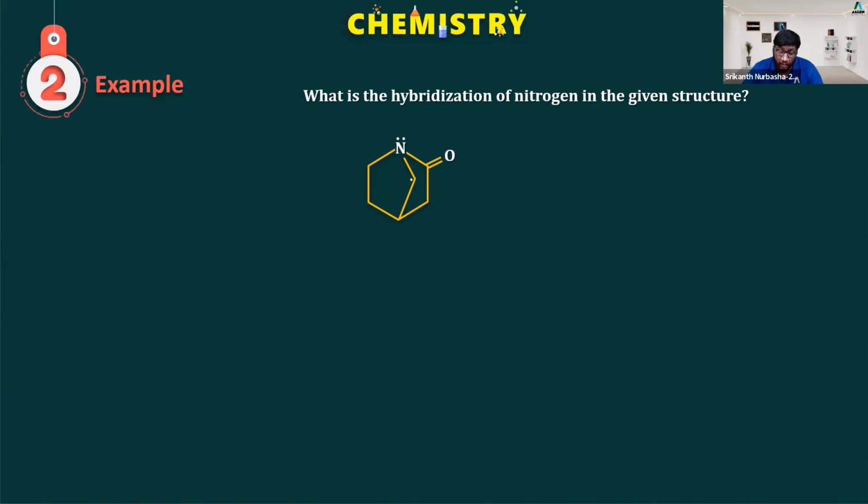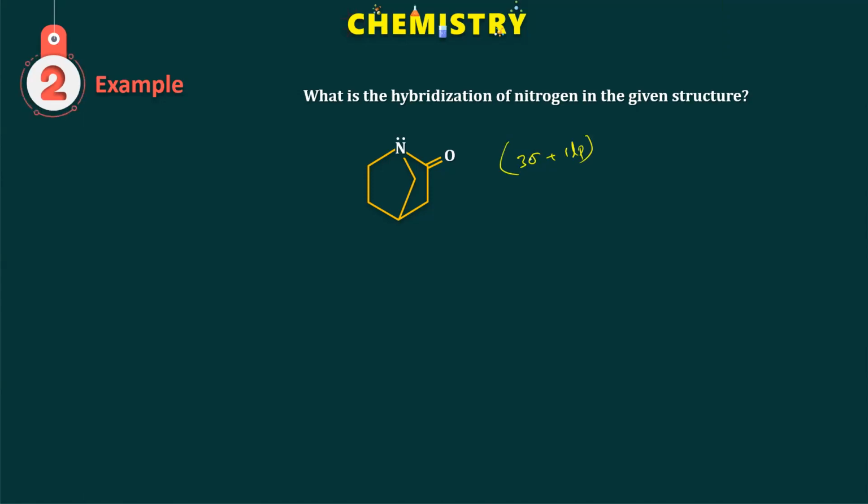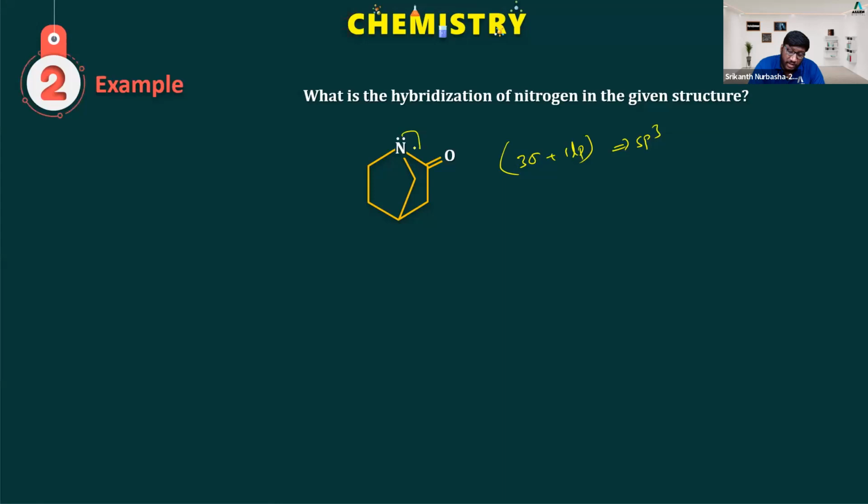Nitrogen has how many bonds? How many sigma bonds? 3. Like, and lone pair: 3 sigma is there and 1 lone pair is there. So what you can say? sp3. sp3 hybridization. Can I involve the lone pair of electrons on nitrogen in a pi bond?